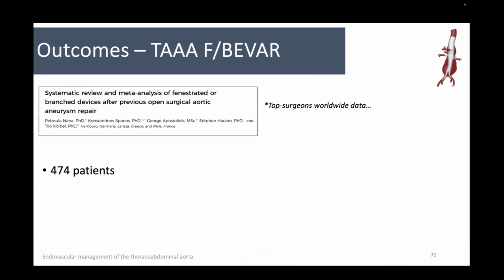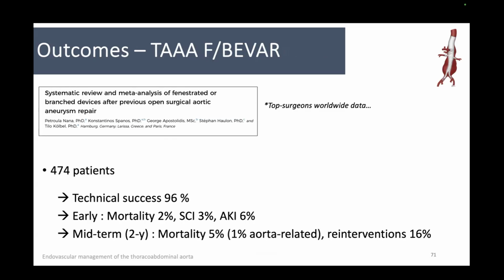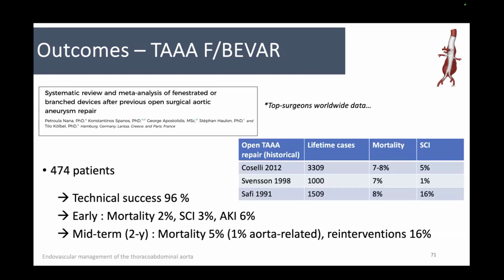For the thoracoabdominal aorta, for fenestrated and branched EVARs, we have this pretty new top surgeon analysis of the results. It's retrospective on 474 patients. Very good technical success, very low mortality, spinal cord ischemia, and acute kidney injury. And the midterm follow-up shows good results too, with mortality at 5% and reintervention rate at 16%. And we're speaking about fenestrated and branched devices after open proximal repair. So these are basically the equivalent of a type 2 repair.